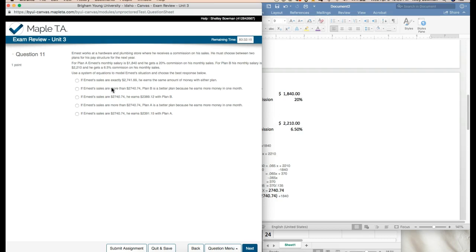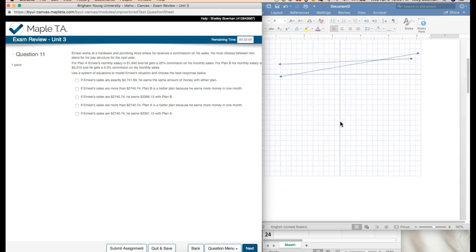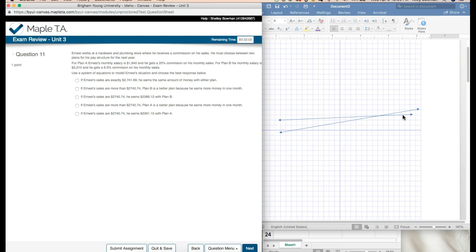So the next one, if Ernest's sales are more than $2,740, Plan B is the better plan because he earns more money in 1 month. And we showed that here. Beyond this point, it's actually less because his commission at that point is smaller. So another way of thinking about it is beyond this, because they are equal here, beyond that amount, he's going to earn less because he gets less of a percent of each of those. With Plan A, he gets more. So beyond that, that doesn't make sense because Plan B, he gets a smaller percentage.